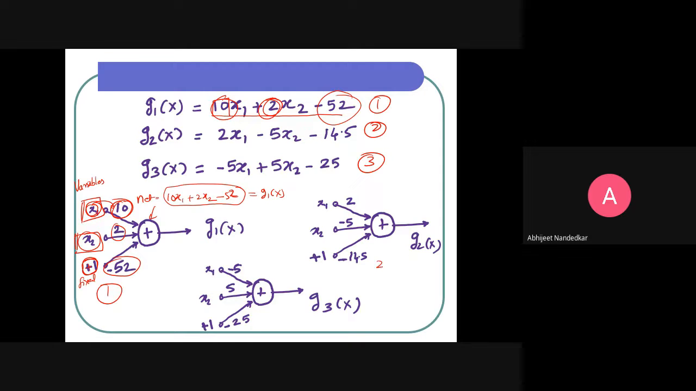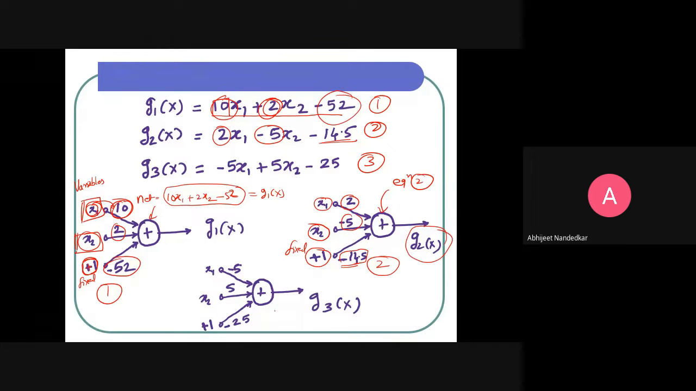Similarly, this neuron number 2 will take coefficients 2 and -5, I am writing here for x1 and x2 respectively. I will add one extra terminal with fixed connection to +1, and that has a multiplying factor or weight which is -14.5. So that is placed here. So what is implemented here is equation number 2, which is nothing but G2x.